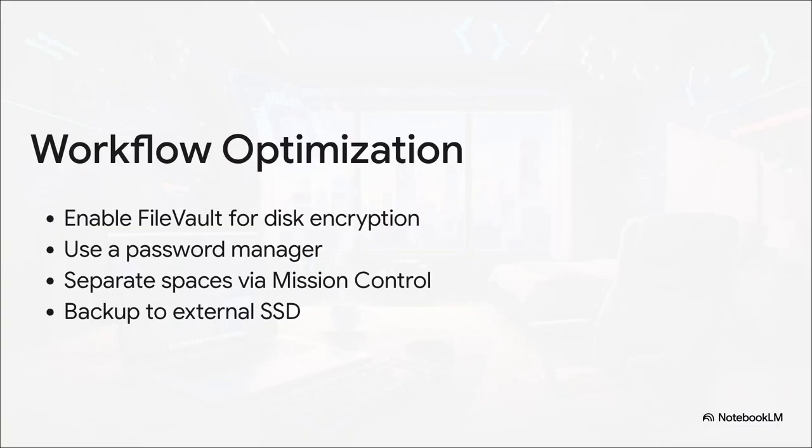To wrap up your pro workflow, we need to talk security and optimization. Jump into system settings and enable FileVault to guarantee full disk encryption. Adopt a dedicated password manager like 1Password or Bitwarden. Use macOS's Mission Control Spaces to physically separate your work contexts. Keep your code over on desktop 1 and your documentation on desktop 2. And finally, always have an external SSD running Time Machine backups. A hardware failure should never wipe out your hard work or your sanity.